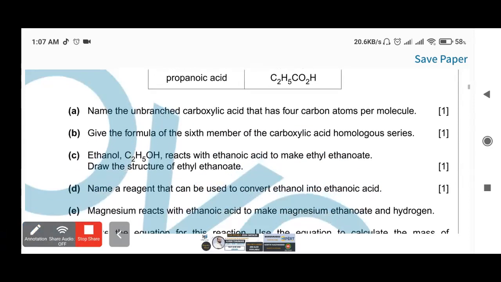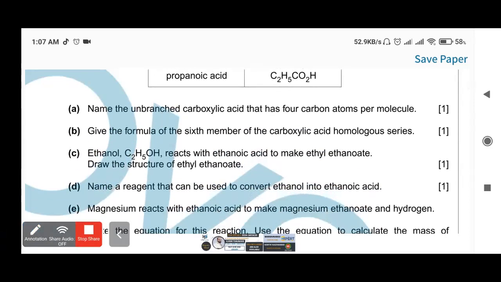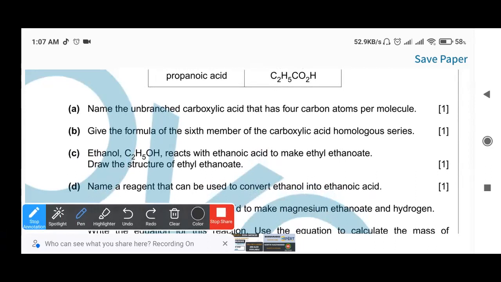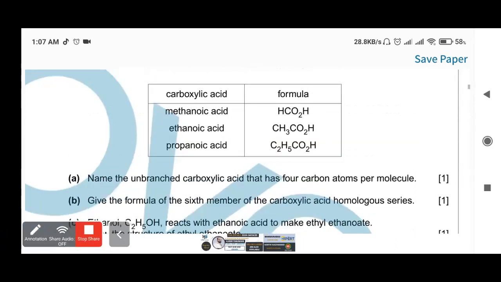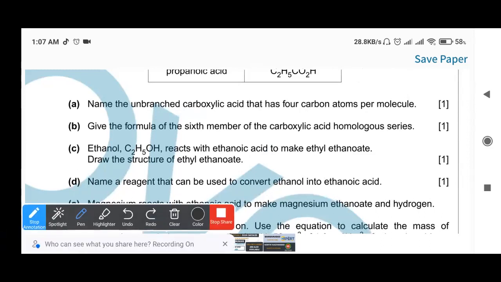And the formula of the 6-member would contain in total 6 carbon atoms. So CO2H is fixed, and we need 5 more carbon atoms. C5H12 is an alkane, so we will have 1 less hydrogen atom here. It's C5H11. So this is hexanoic acid.